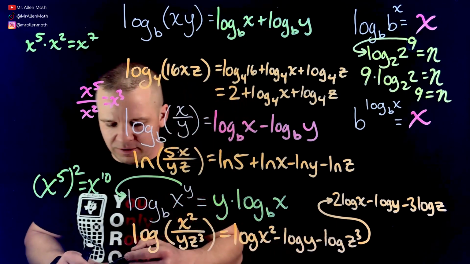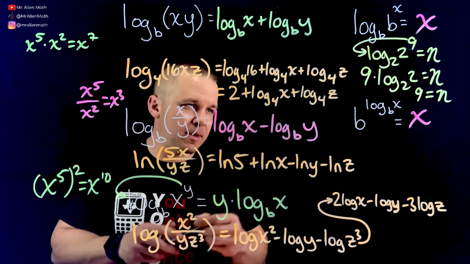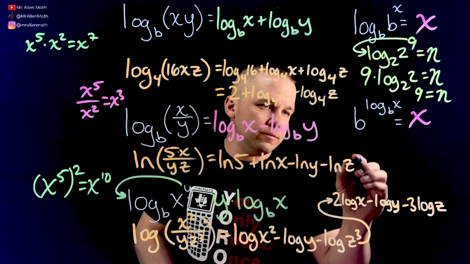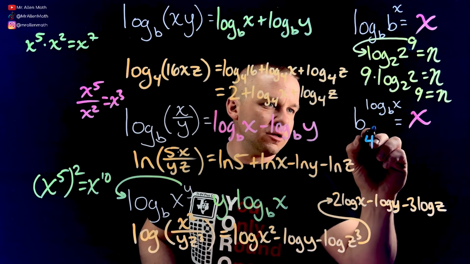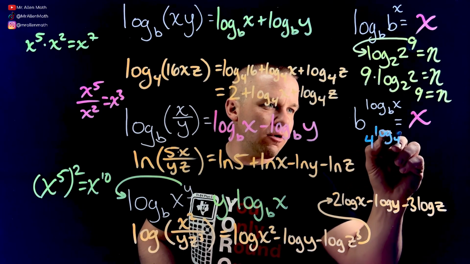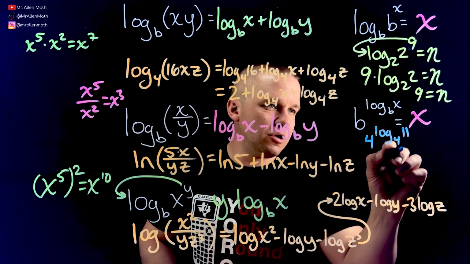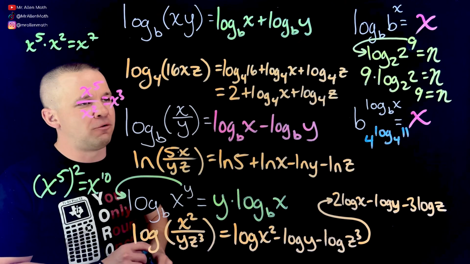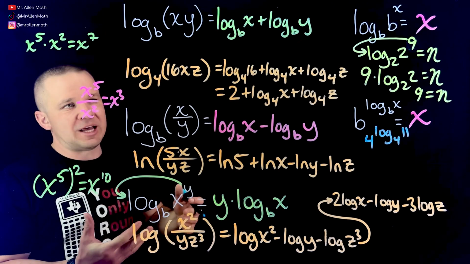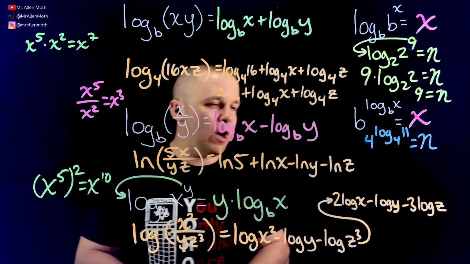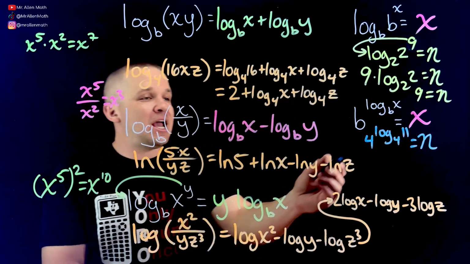All right, I'll use a different color than green. I'll go blue. So let's pick a number for b. I'll pick 4. Okay, so we're going to have 4 to the log base 4 of some other number. Let's go with 11. So 4 to the log base 4 of 11. I don't know what that is. Let's set it equal to n like we did in the last one.